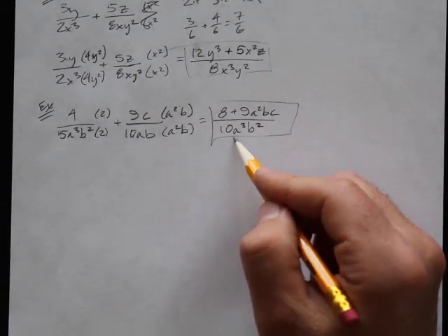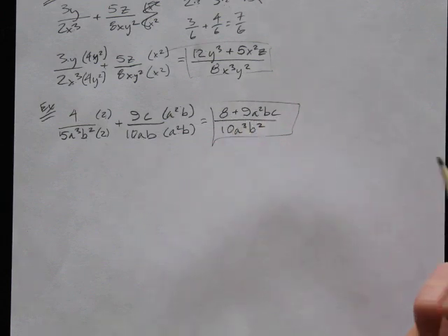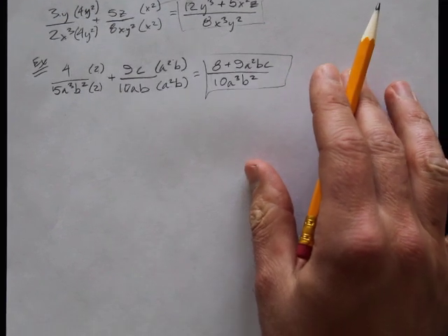I can't cross these a's out because there isn't an a here. I've got this addition, there's no a here, so I can't cross those out. This is my final answer.